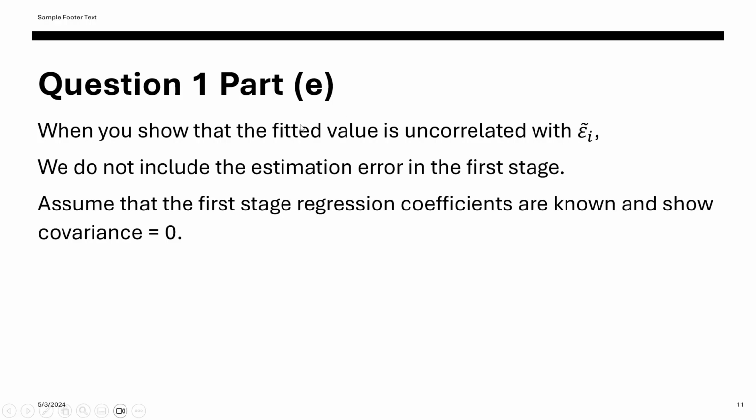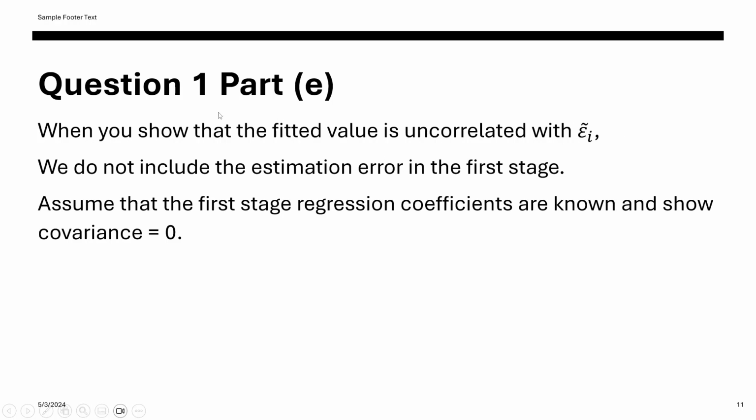Here, you may be wondering: in the first stage regression, we are going to regress G on L and H. So their coefficients will have estimation errors. Those estimation errors may be correlated with epsilon tilde. That is right. Theoretically, you can show that, but that will be really small, approaching zero.